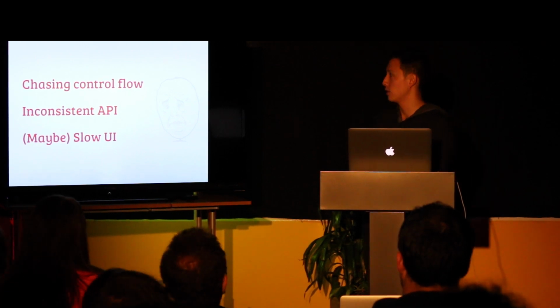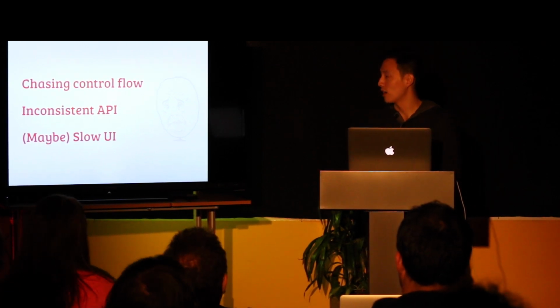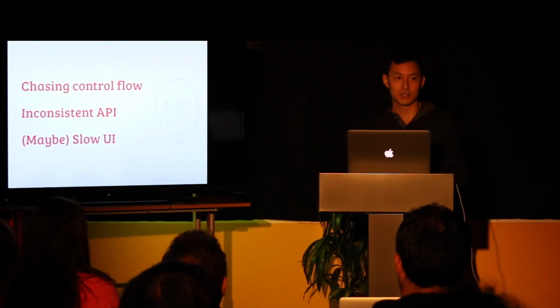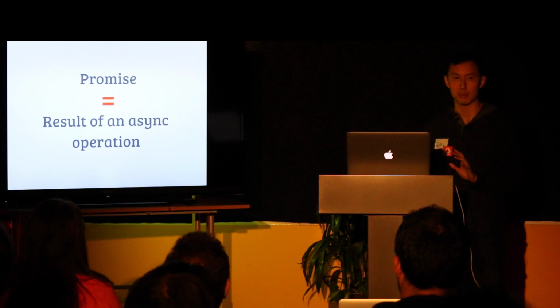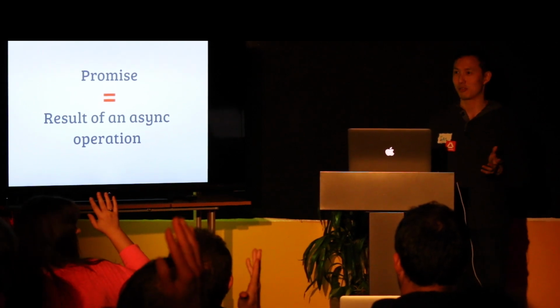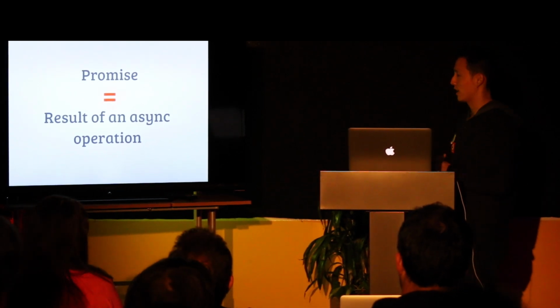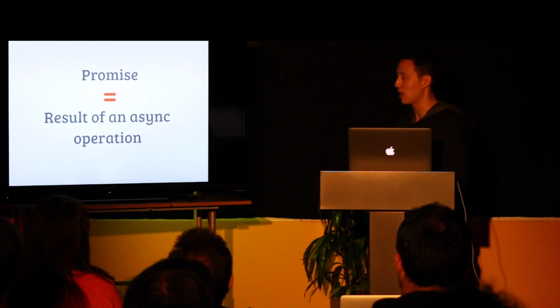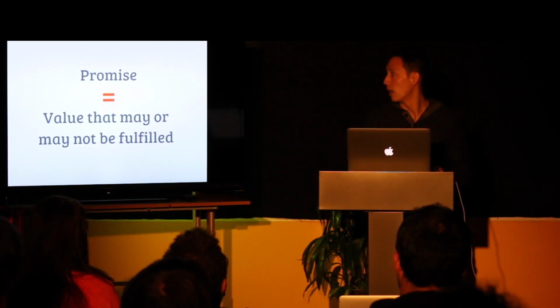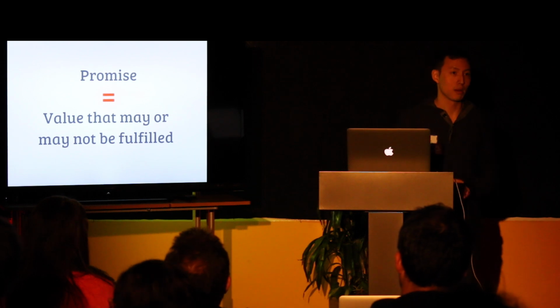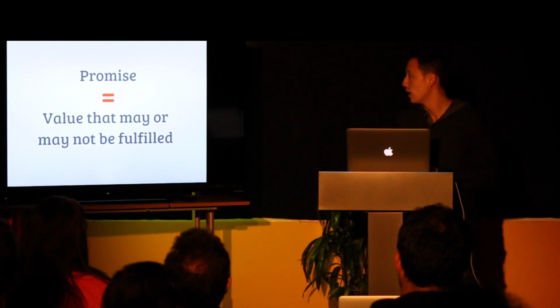And so the abstraction that really leads you out of this quagmire is something called promises. How many here have played with promises before, have heard of it? OK, great, so most of you. So you're probably familiar with promises. A promise is typically the result of an asynchronous operation. It is a value that may or may not be fulfilled. That's what a promise is.